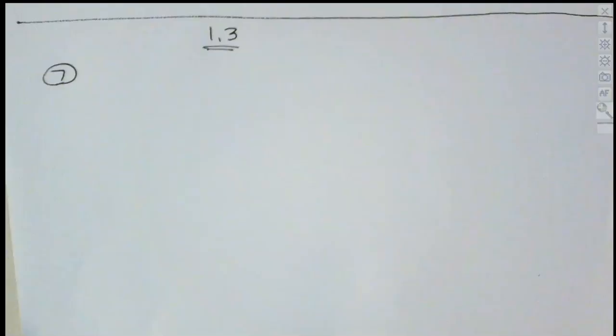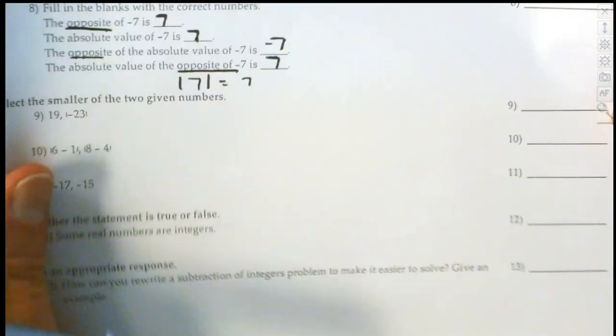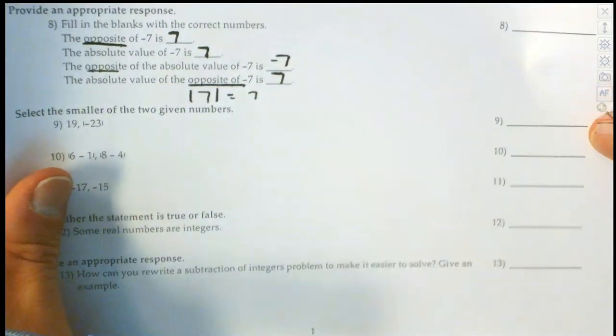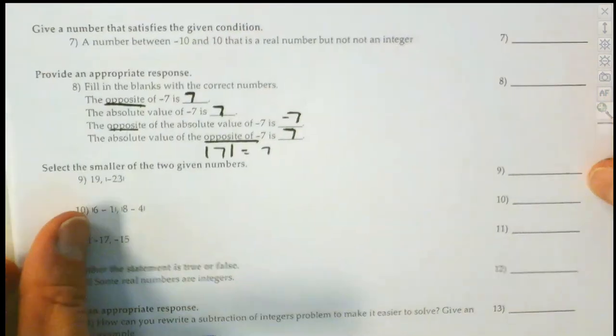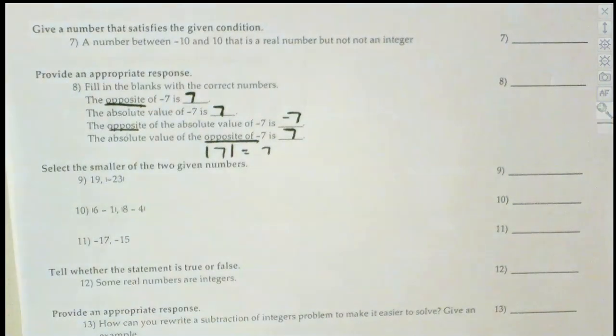So question 7 is the first one out of 1.3. And we need to find a number that fits this criteria. I want to find a number that is between minus 10 and positive 10. That is a real number, but not an integer. So let's take a moment to remember what a real number is. What's a real number? Any number is going to be real, right? So anything that we use is a real number. Now, I want it not to be an integer.